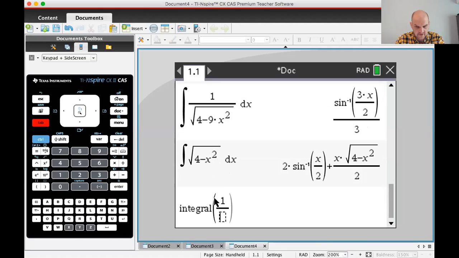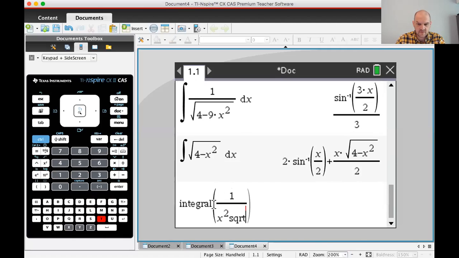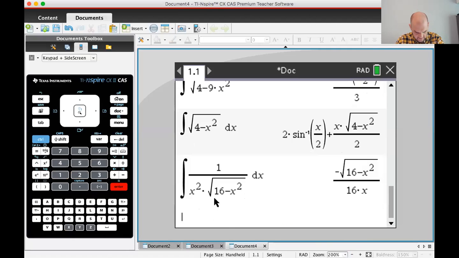Integral of 1 over x squared, square root of 16 minus x squared, comma x. So negative, oh, well, that's interesting. I forgot to write the 1/16 last time. Okay, but that's what I got now, as far as anyone's concerned.